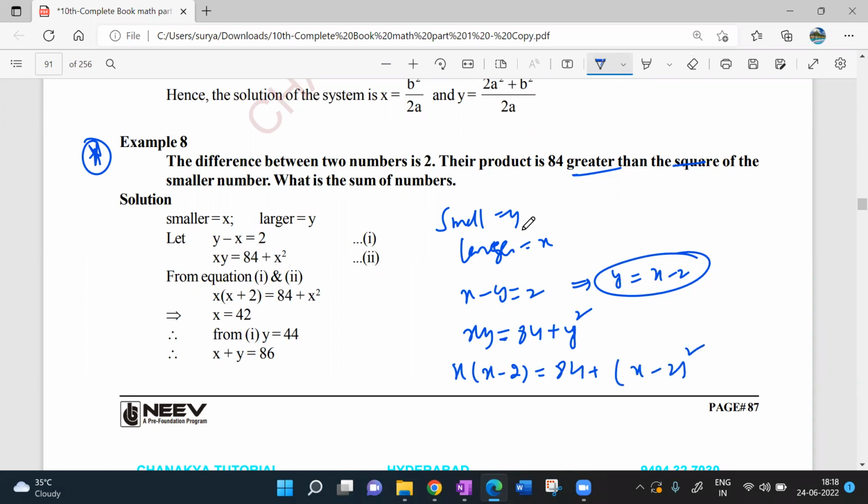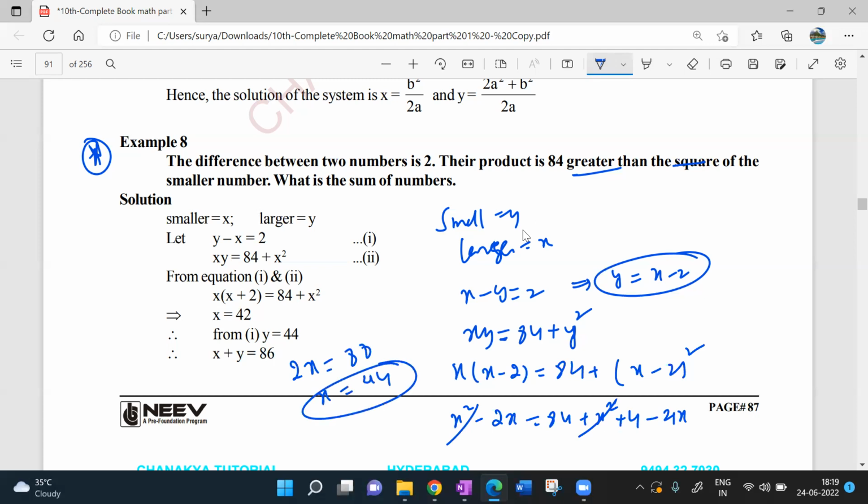Correct. So from this I'll be getting x square minus 2x equals 84 plus x square plus 4 minus 4x. So what you will be getting? 2x is equal to 88, beta. So x value is what? 44. x value is 44, then y value is what now? y value is 42. Correct. I need the sum of the numbers, so 44 plus 42 makes 86.